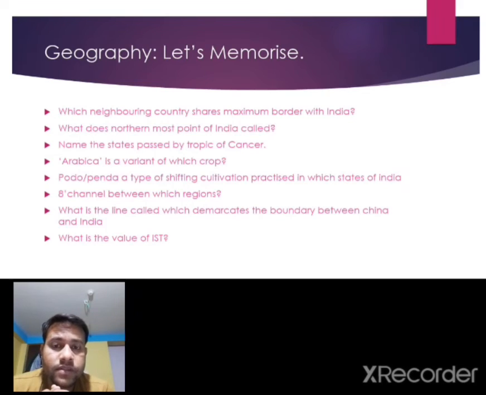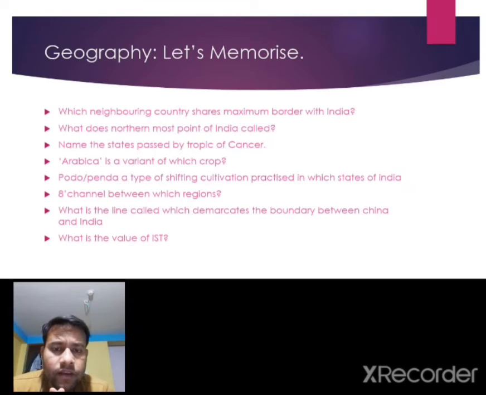Sorry, name the states passed by Tropic of Cancer. Okay, you will get the answers from the notes. Arabica is a variant of which crop? This is coffee. Podu and Penda, this is Kerala and AP. Okay, and MP as well. 8 degree channel between Minicoy and Maldives.